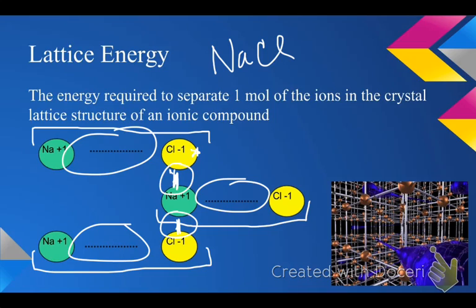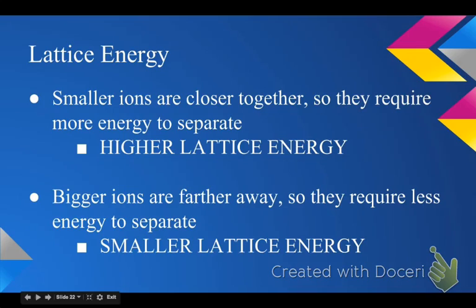Now, if you were to try to separate all of those, break every single one of those attractions, that would be known as the lattice energy. So it's the energy required to separate 1 mole of the ions in the crystal lattice structure of an ionic compound. So it's always going to require energy to do that. It's going to separate those, pull them all apart. Now, some things take more energy to do that than others.